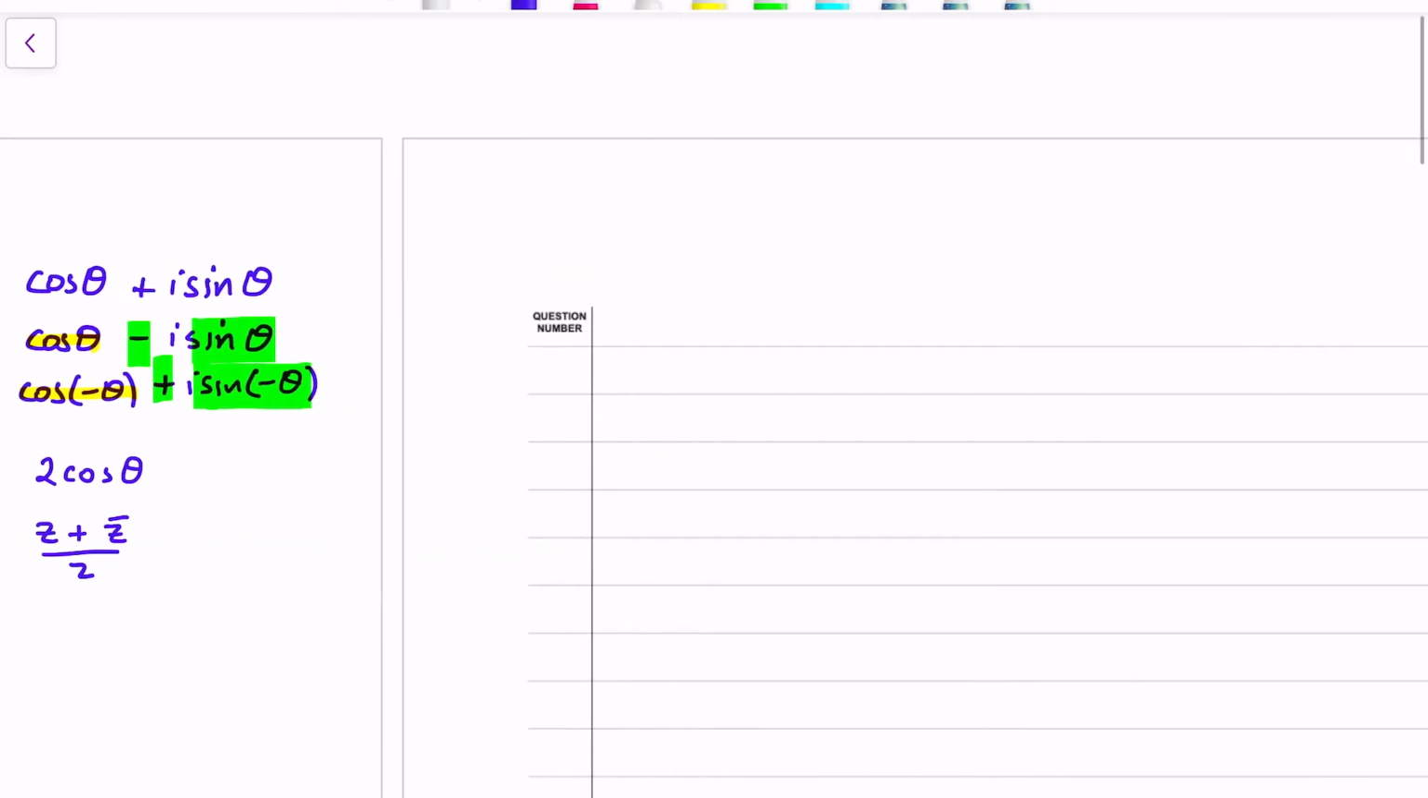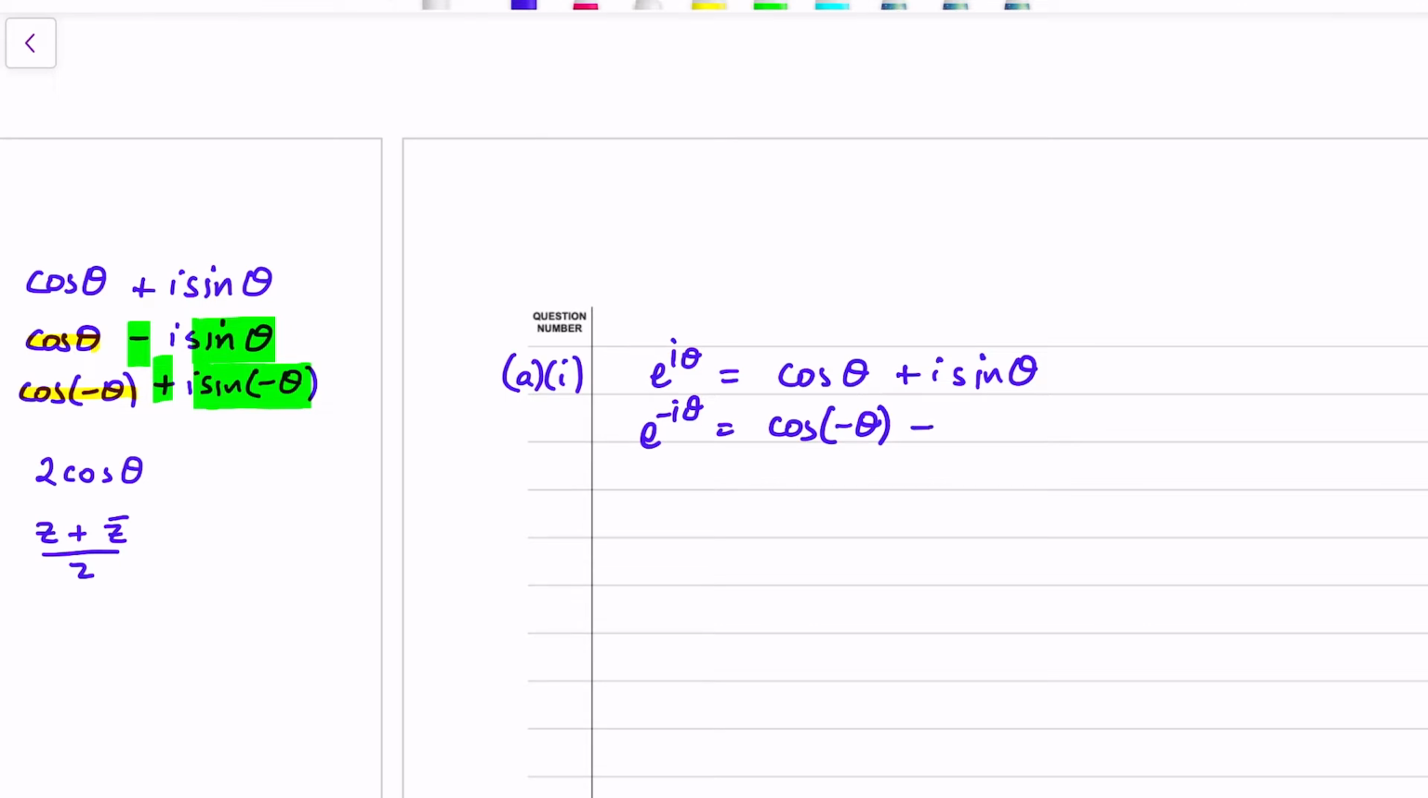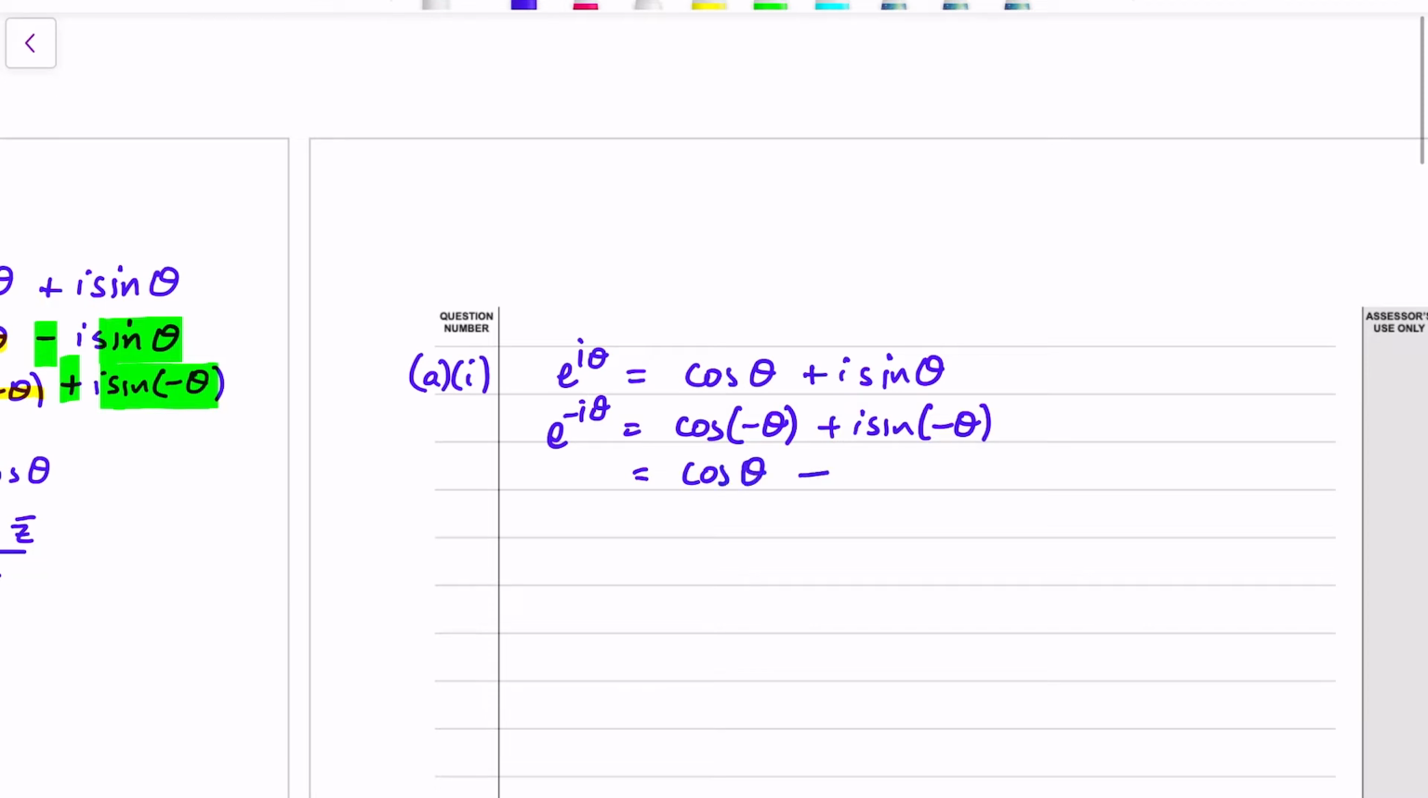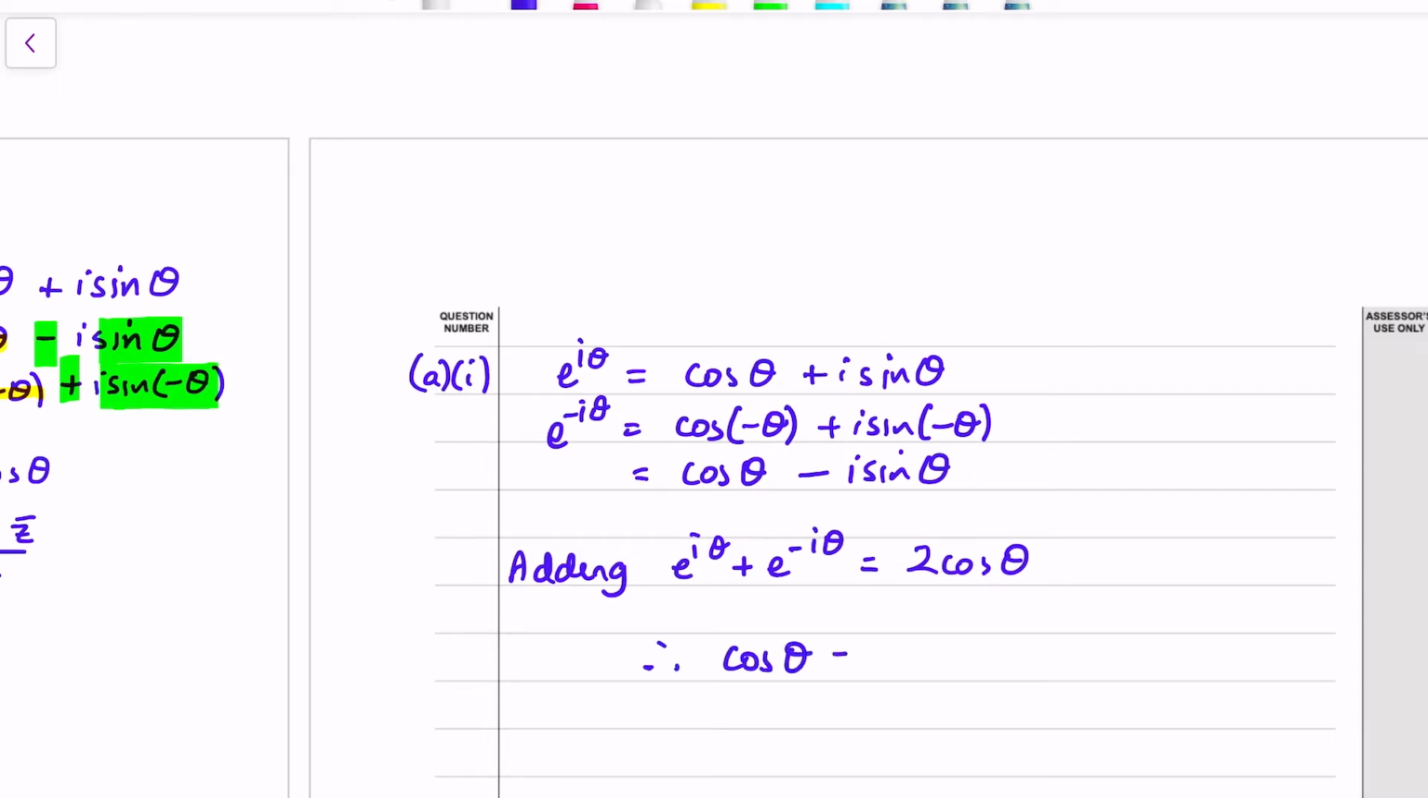Okay, so to summarize that one, we would write e to the i theta is cos theta plus i sine theta, e to the minus i theta, so in other words change the thetas to negative thetas, it's cos negative theta plus i sine negative theta, which is the same as cos theta minus i sine theta, and then adding, if we add these 2 things together, the imaginary stuff disappears and we get 2 cos theta, and then if we divide by 2, then we get our proof.